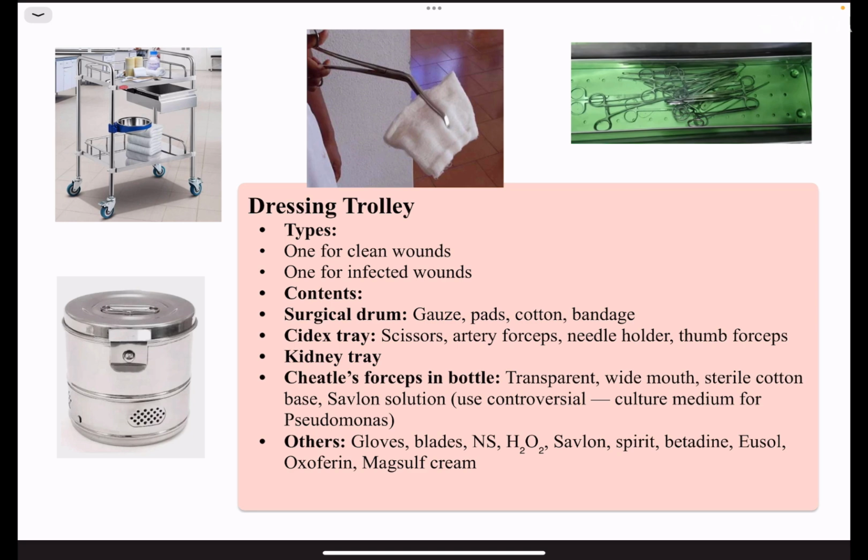Before this, we should know that in an orthopedic ward, we prepare two separate dressing trolleys, one for contaminated wound and other for clean wound to prevent cross contamination. A dressing trolley consists of a surgical drum in which sterile gauze pieces, dressing pads, cotton rolls, and roller bandages are kept. A Sidex tray with scissor, artery forceps, needle holder, and thumb forceps are kept.